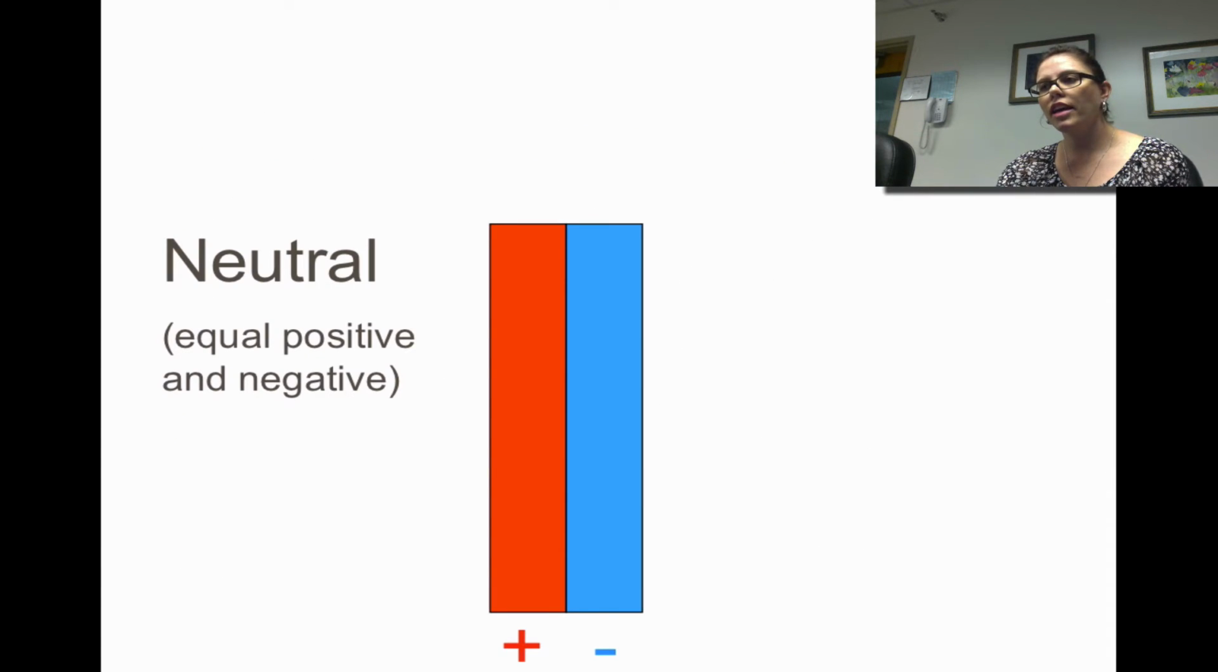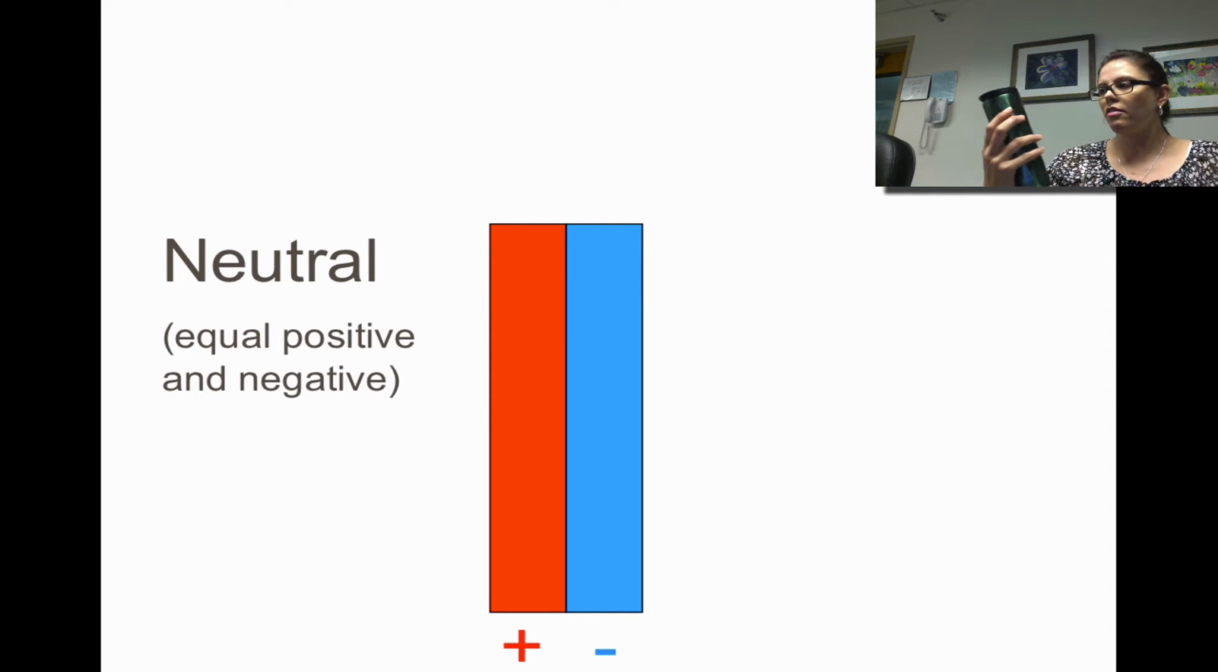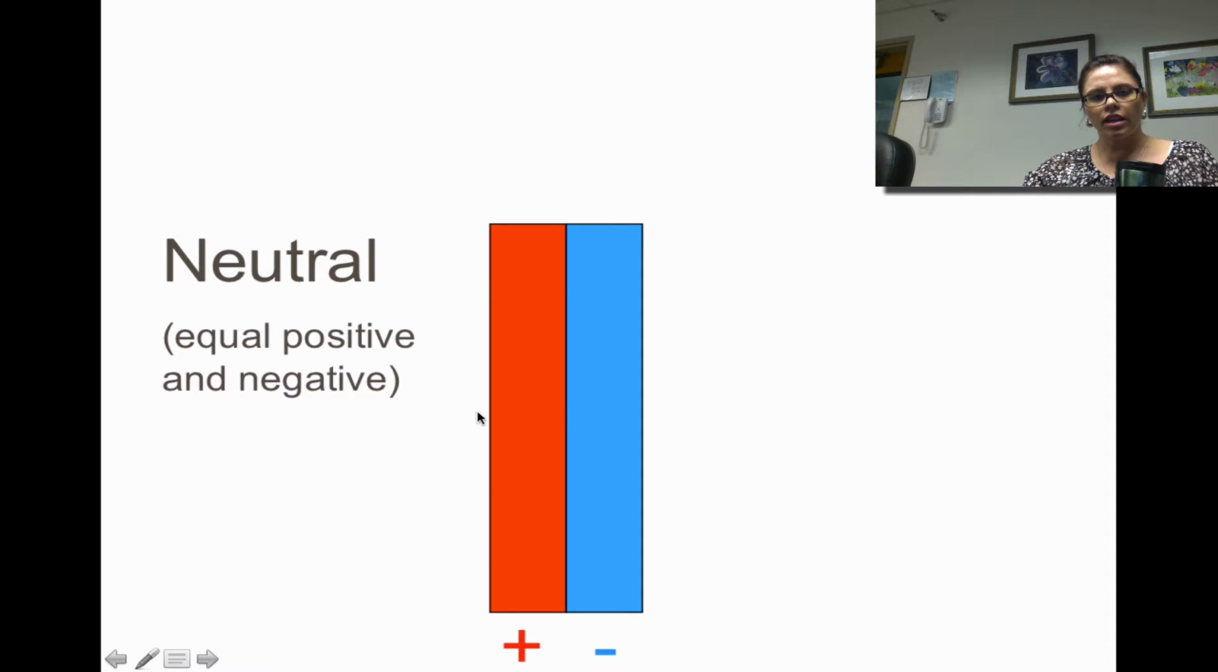Okay, so let's take an object. Let's say we'll take my Starbucks cup right here, and it has an equal amount of protons and electrons in there. So in this graphic right here, think of it like a bar graph. The amount of protons and the amount of electrons are even. So positive and negative charges are even. So we say that this is not charged.